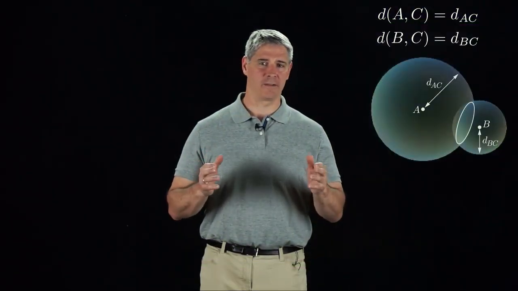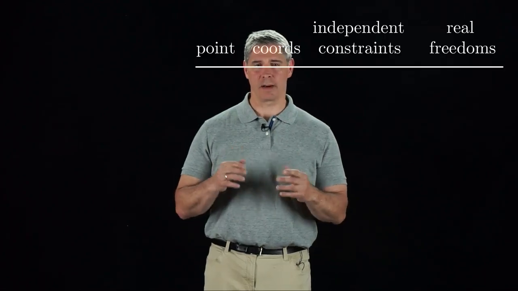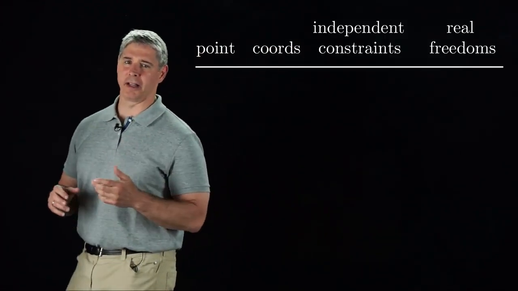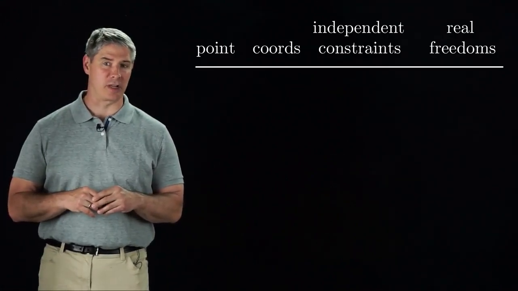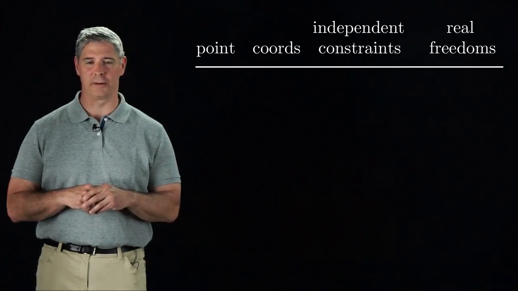Once we've fixed the location of points A, B, and C, provided they are not all on the same line, the body is fixed in space. Therefore, a rigid body has 6 degrees of freedom: 3 to specify the location of point A, 2 to specify point B, and 1 to specify point C. To summarize, let's count for each point on the body the number of coordinates, the number of constraints on those coordinates, and therefore the number of real freedoms in choosing each point.